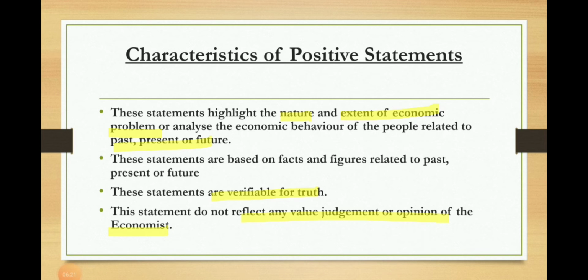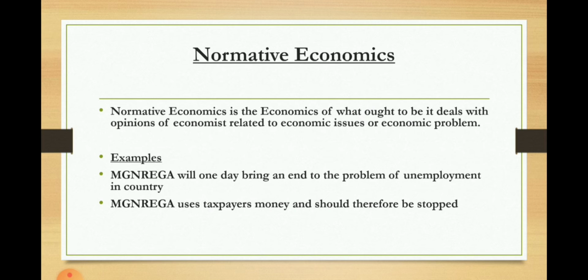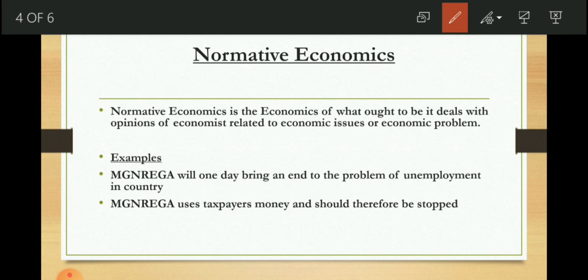Now let's move to the next concept, that is normative economics. Normative economics is exactly opposite to positive economics. So what is normative economics? Normative economics tells us the economics of what ought to be. It deals with the opinion of economists related to economic issues or economic problems. Basically, normative economics considers those statements which reflect someone's opinion, statements which tell what should happen, what should be the condition, what steps should be taken.